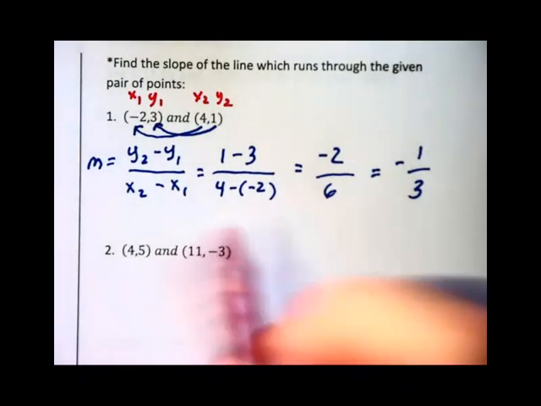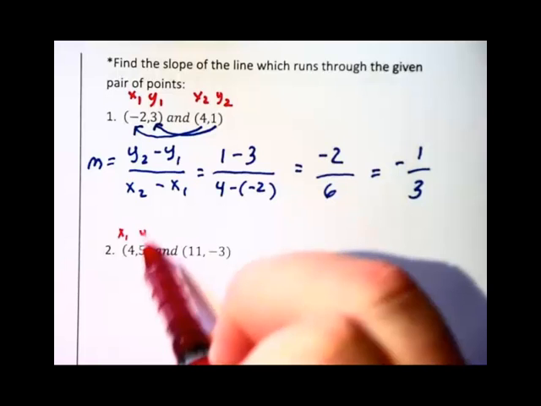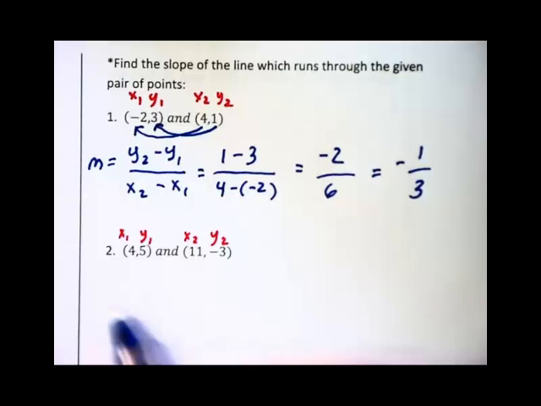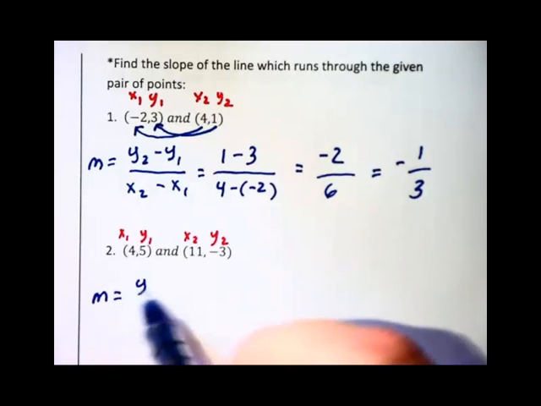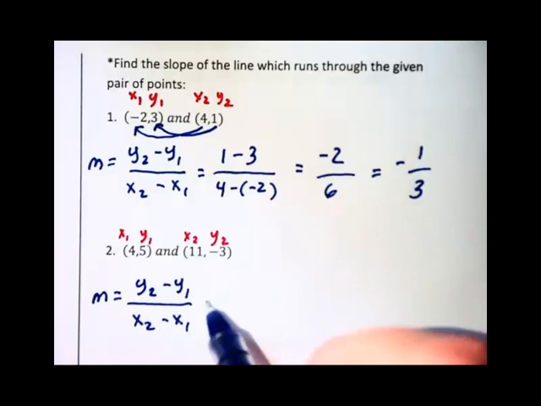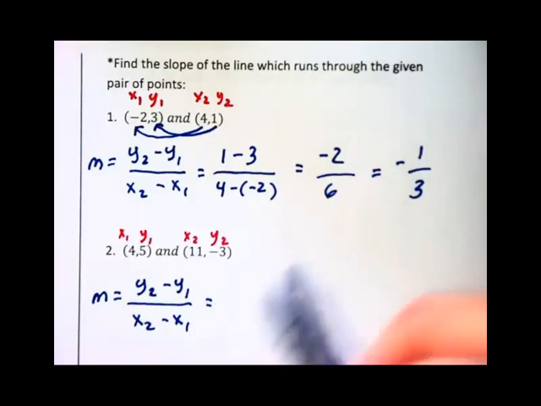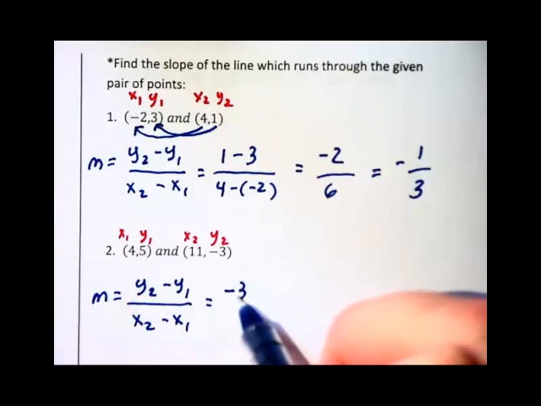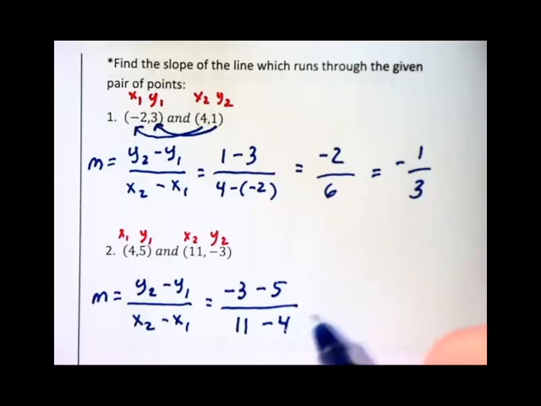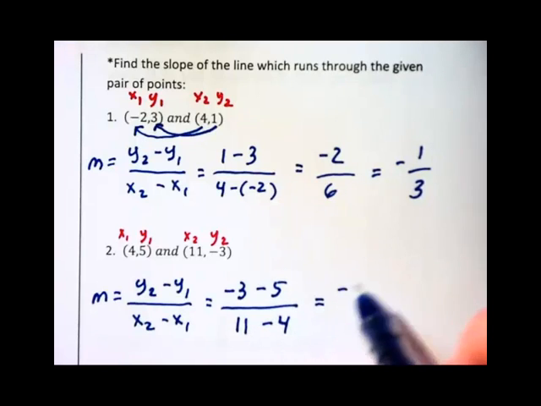We have 2 points, x sub 1, y sub 1, x sub 2, y sub 2. And I'm going to rewrite the slope formula, because every time you rewrite this formula on your own, it's going to help you to reinforce and memorize it. So the second y minus the first y will be negative 3 minus 5. And then subtracting and finding the difference of the x's, we're going to have the second x, which is 11, minus the first x, which is 4. And this is going to give us a slope of negative 8/7.